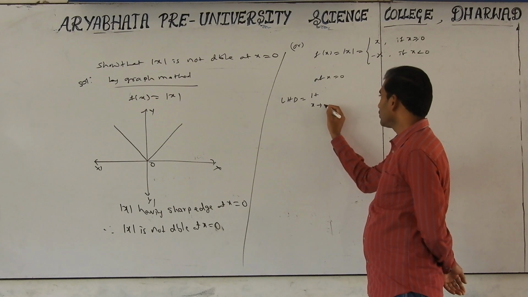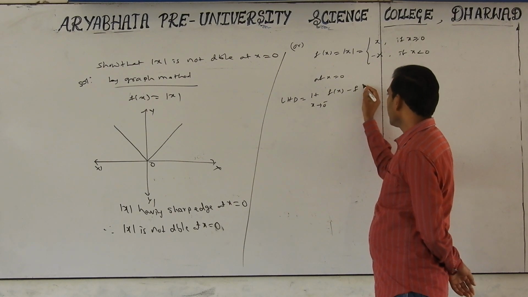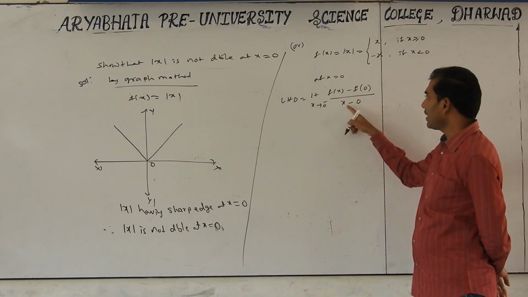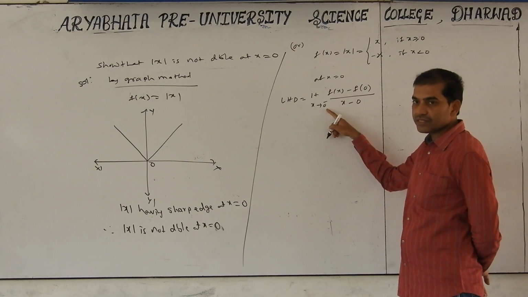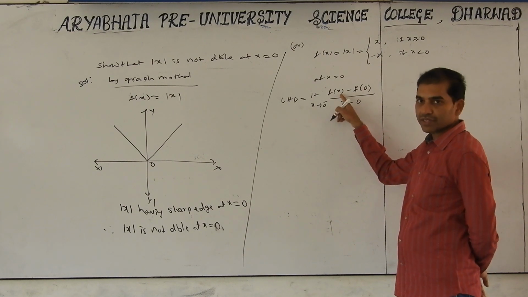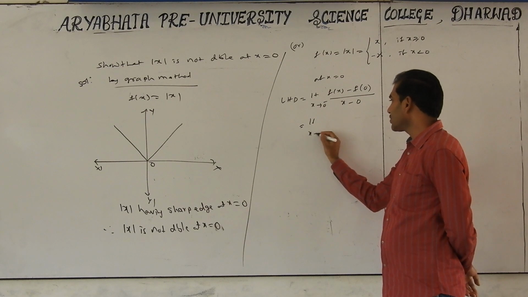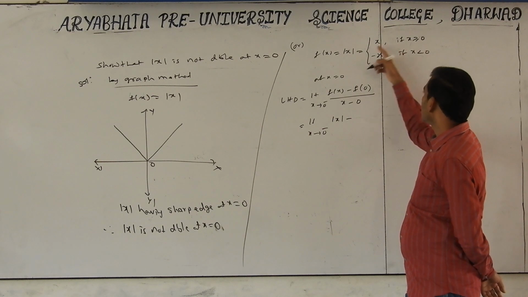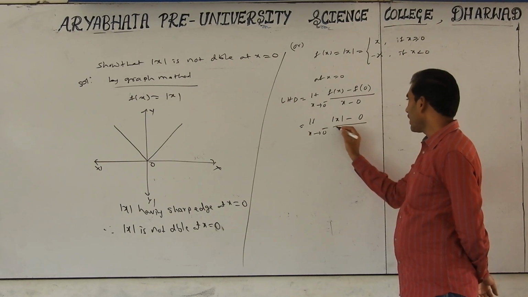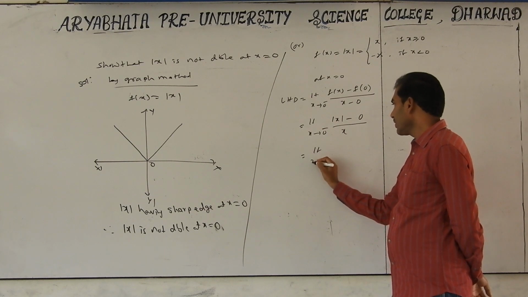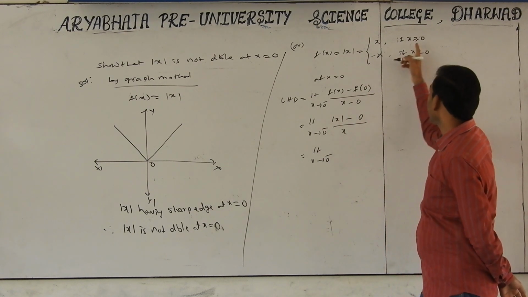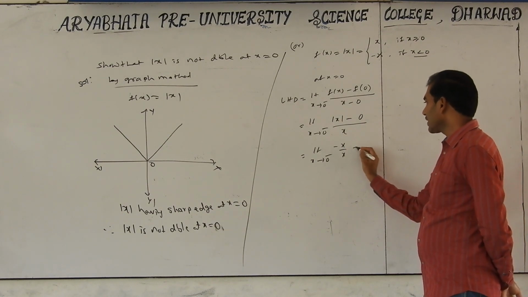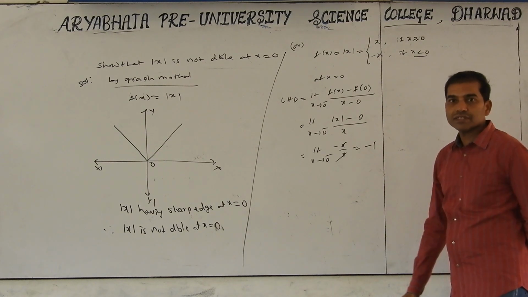Limit of x tends to 0 minus, f of x minus f of 0 by x minus 0. That is, f of x minus f of a by x minus a, where a is 0. Here f of x is mod x, so limit x tends to 0 minus of mod x minus f of 0, which is mod 0, by x. For x below 0, mod x is minus x. So minus x by x, cancel x, and the left derivative is minus 1.